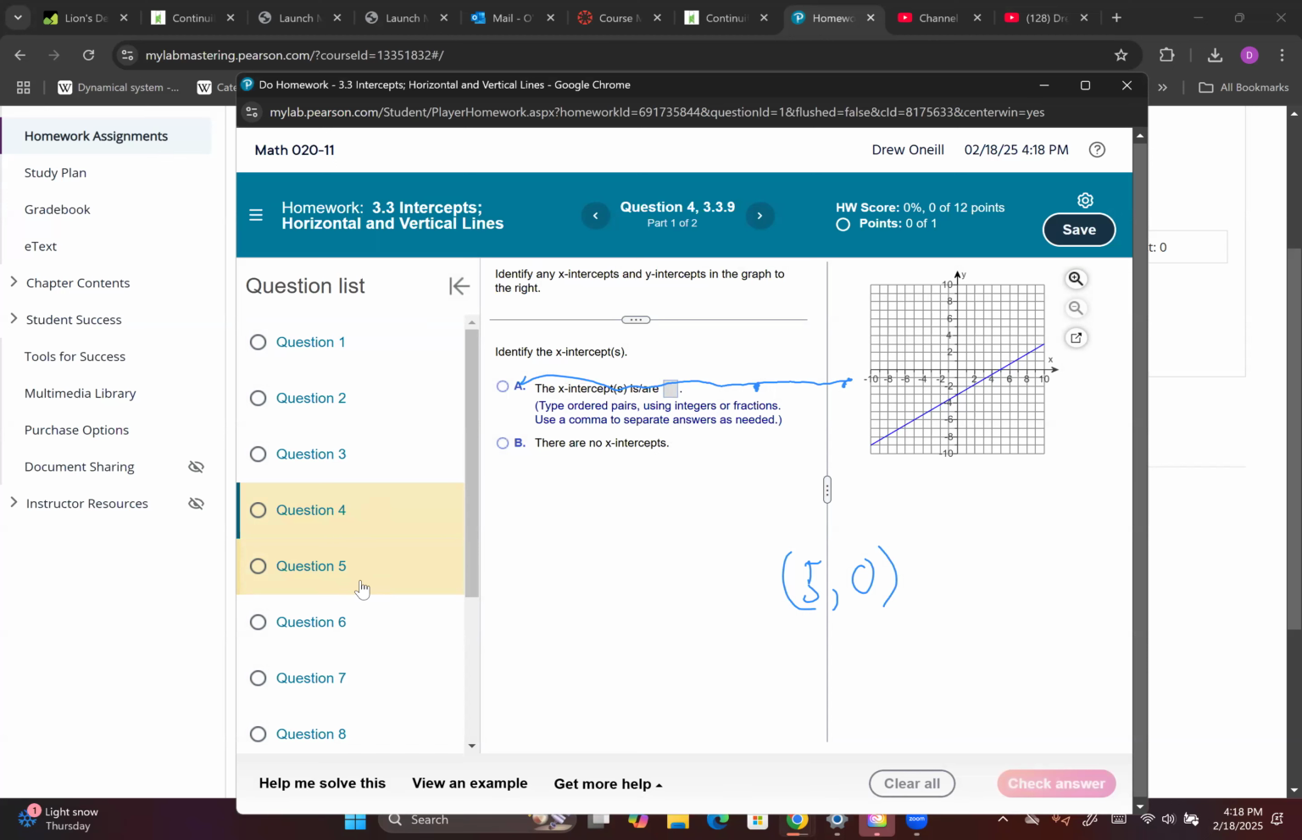With the exception, which we won't see, that if x equals 0, then it has infinitely many y-intercepts, and the line y equals 0 has infinitely many x-intercepts, but don't worry about that. That's way too much.